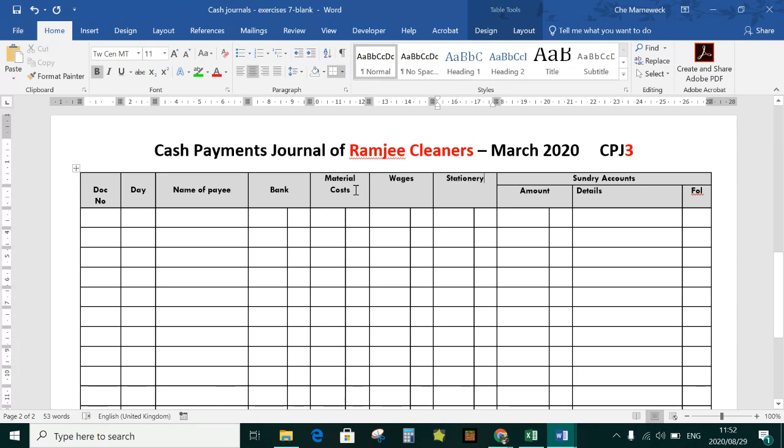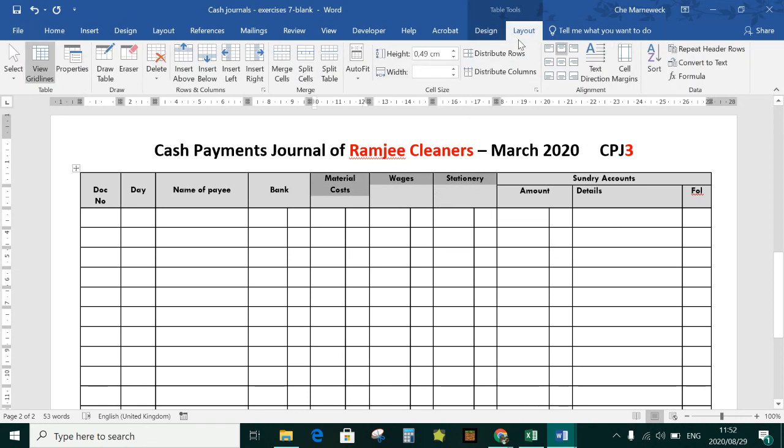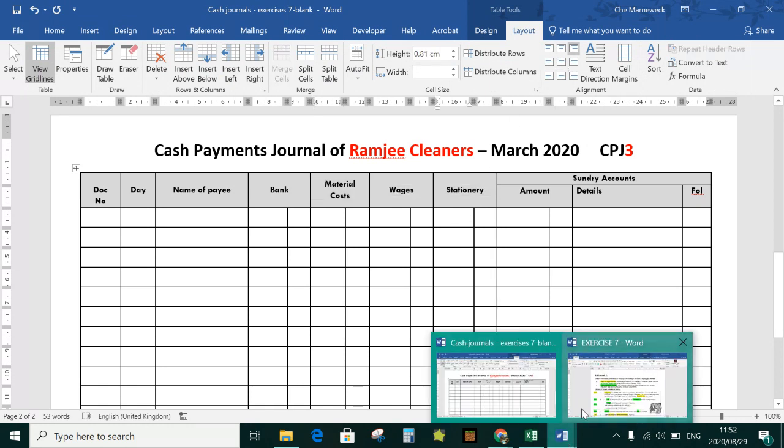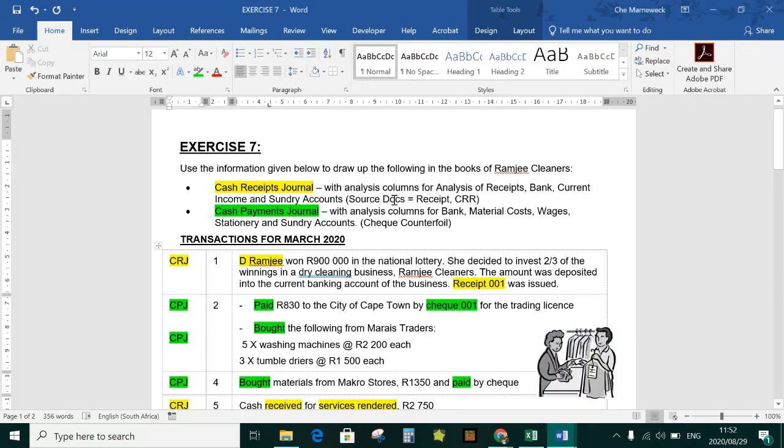So you always look at the start of the exercise, what are the names of our analysis columns so that we can fill them in. If you still want guidance, there'll be a separate video for recording this in the cash receipts journal and then recording this in the cash payments journal.